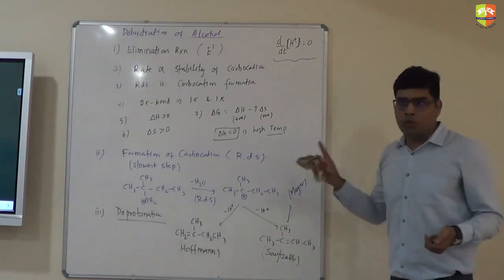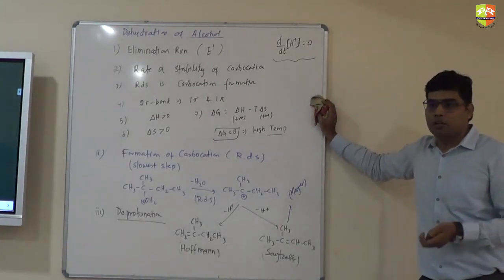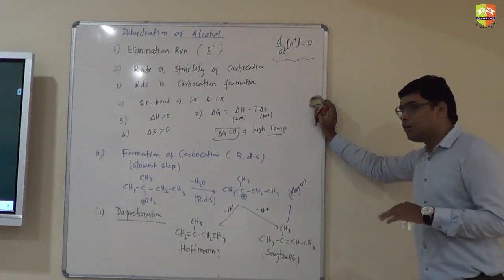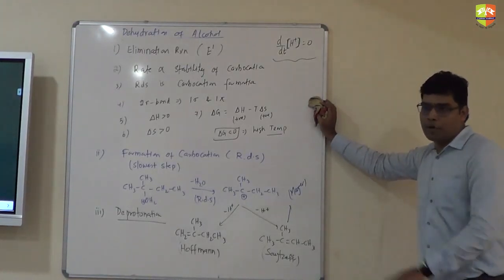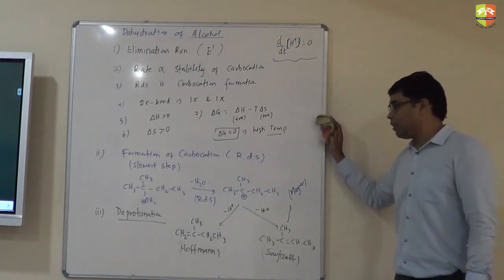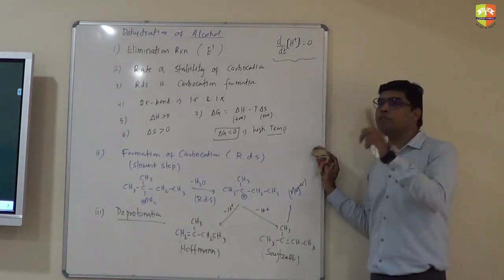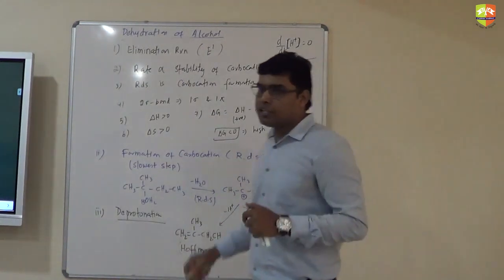Next, one type of question they ask: you need to compare the rate of dehydration of alcohols. The rate of dehydration of alcohol depends upon the stability of carbocation, and we compare the carbocation formed in the first step. Rearrangement will not be considered there.